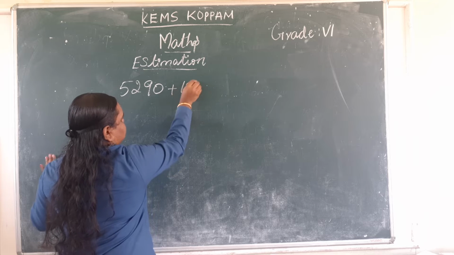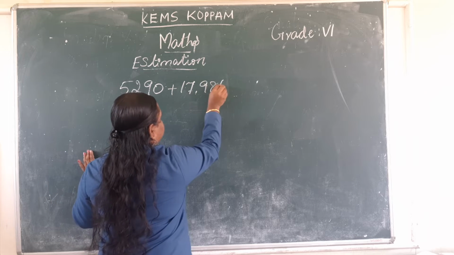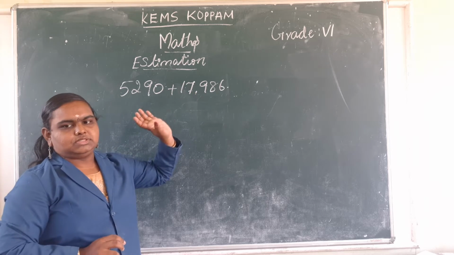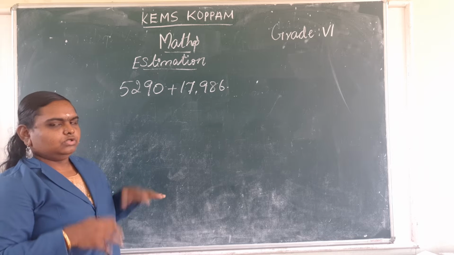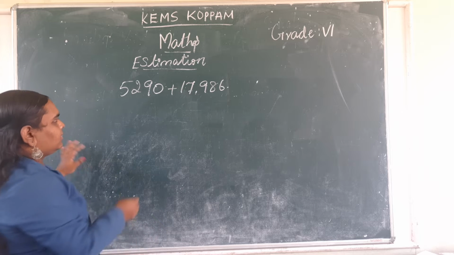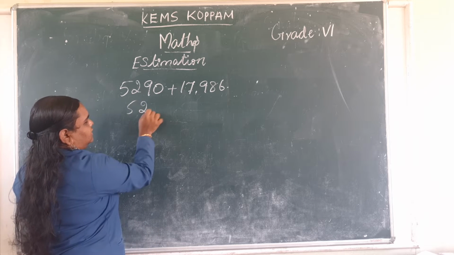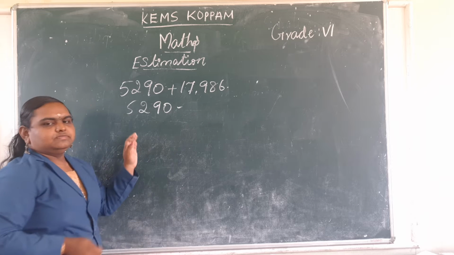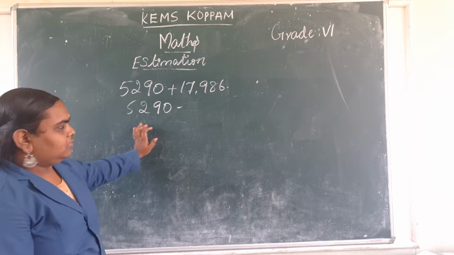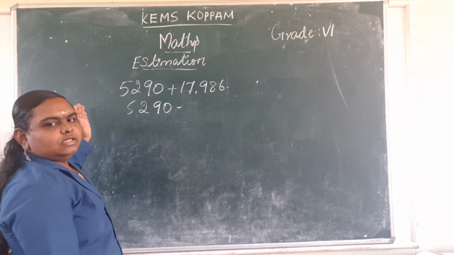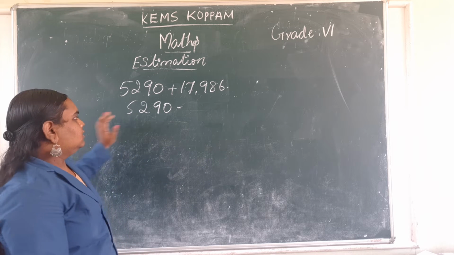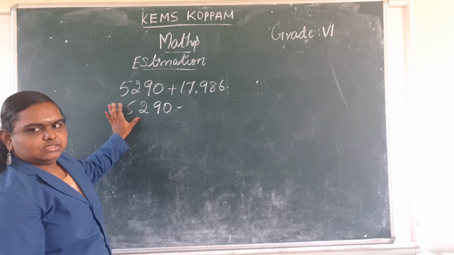5,290 plus 17,986. I am taking simple numbers, the first two numbers. This we have to add. You all know how to add, but we can easily add through estimation. So first I am taking the number 5,290. This number is in between 5,000 and 6,000.